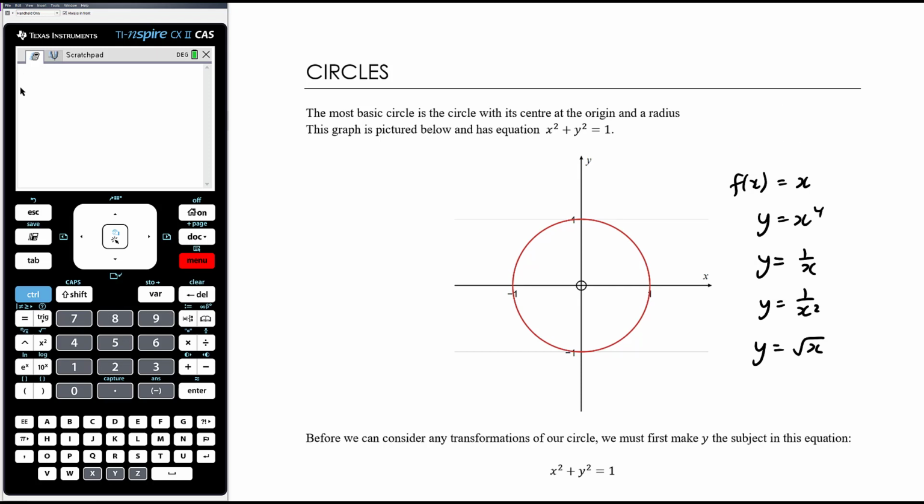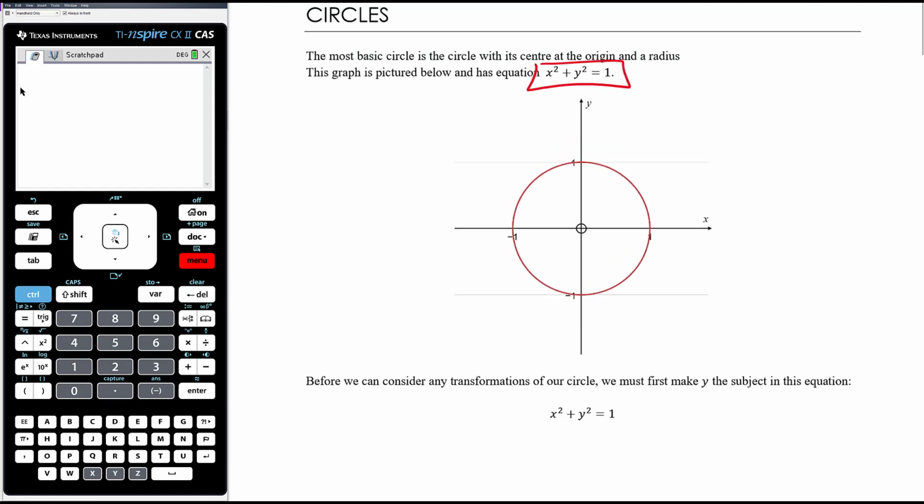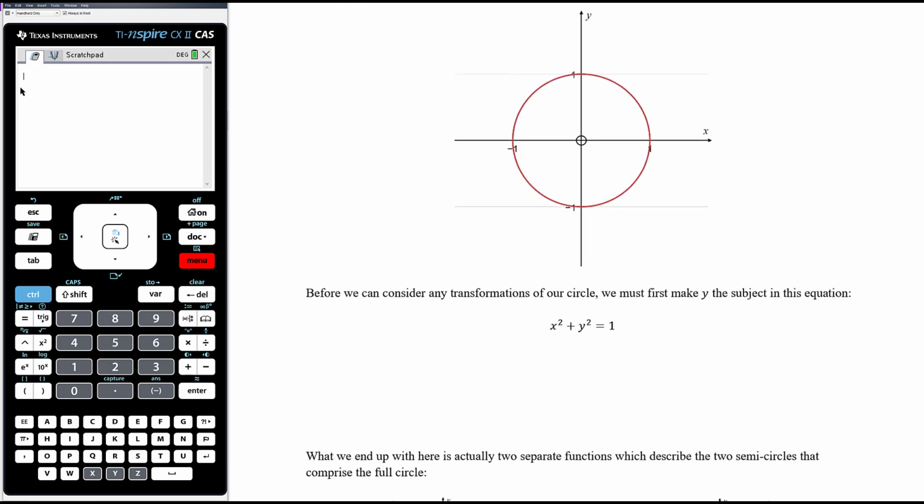Now, we don't have y as the subject in the traditional way of writing the equation for a circle. So if we want to apply our transformations to the circle in the way that we understand them up to this point, we're going to need to make y the subject of our circle equation. Okay, so when we do that, it's a reasonably simple rearrangement. y squared is 1 minus x squared, and then we're taking the square root of both sides, so y could be the positive or negative square root of 1 minus x squared.